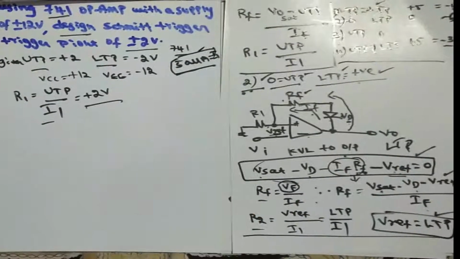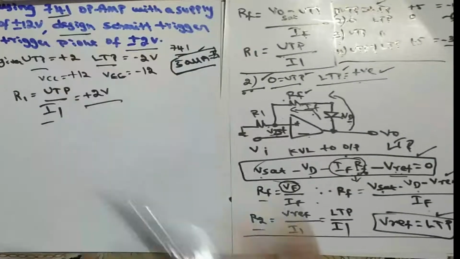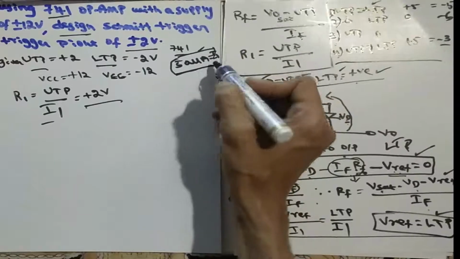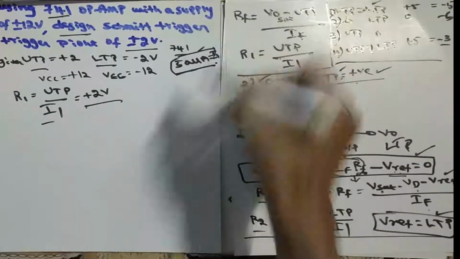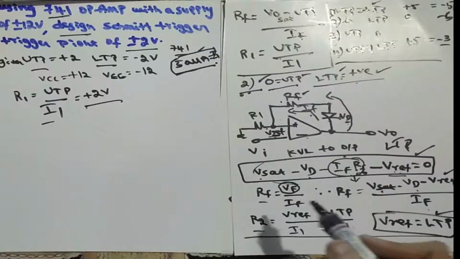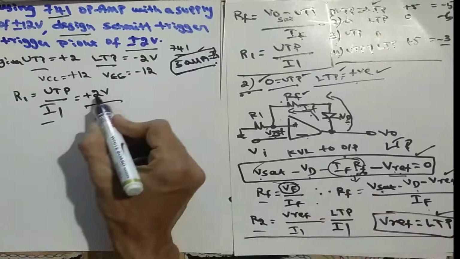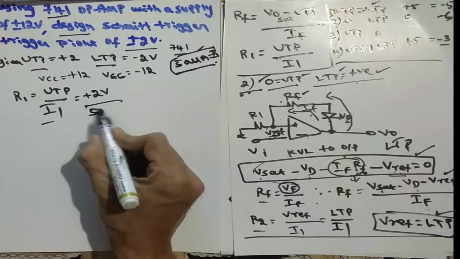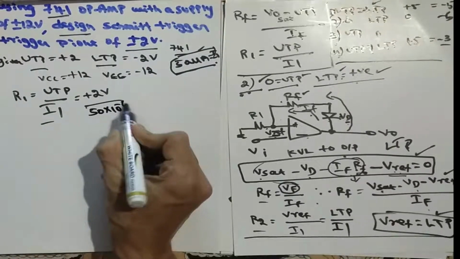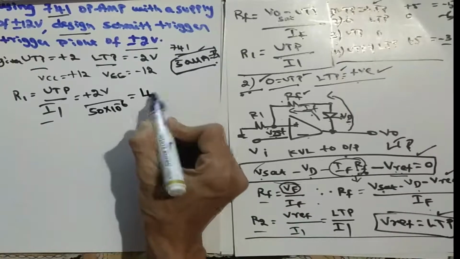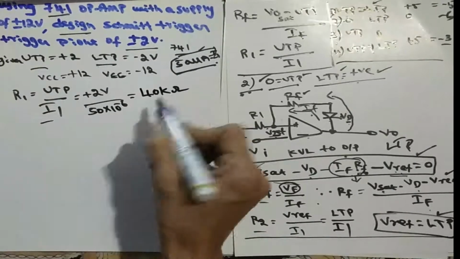Usually in your syllabus the 741 is most likely asked, so you have to remember this current value, 50 microamps. So what will you get? Plus 2 volts divided by 50 into 10 to the power of minus 6. When you solve this, you get 40 kilo ohm. This is the R1 value.